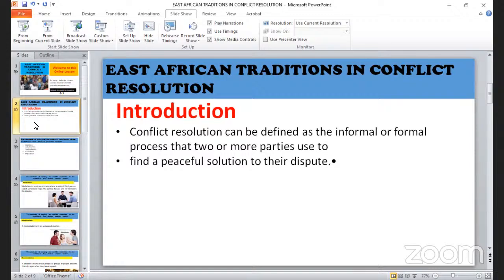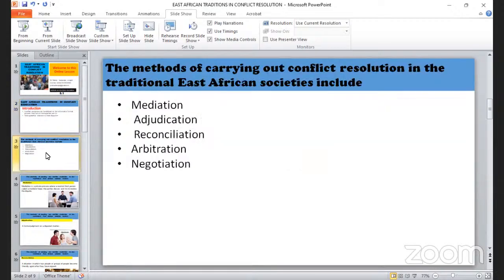If you have a conflict, you need to resolve it. So conflict resolution is where you are solving that conflict. You want to settle it. So we need to see what were the methods of carrying out conflict resolution in the African, East African traditional societies. According to my screen, they had mediation, adjudication, reconciliation, arbitration, and even negotiation.